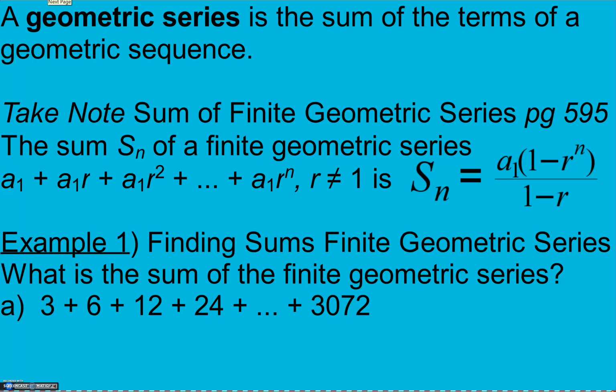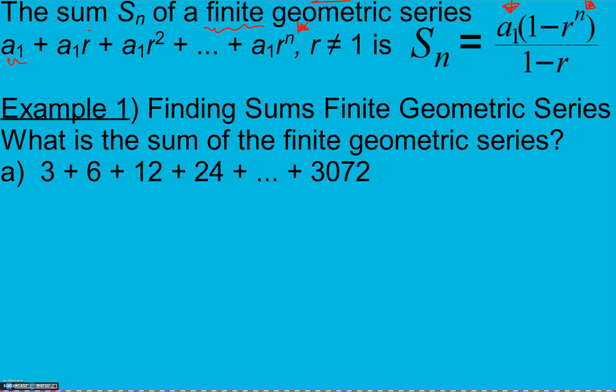Take note on page 595. Again, this is what we talked about on the big ideas as well. The sum of a finite geometric sequence, that just means it terminates. So our first term, and then since it's geometric, we multiply by our common ratio. So our first term times our common ratio, then we multiply again and get r squared, all the way until we get the number of terms that we're looking for. It is going to be our first term times 1 minus r raised to our number of terms divided by 1 minus r. So, what's the sum of the finite geometric series here?